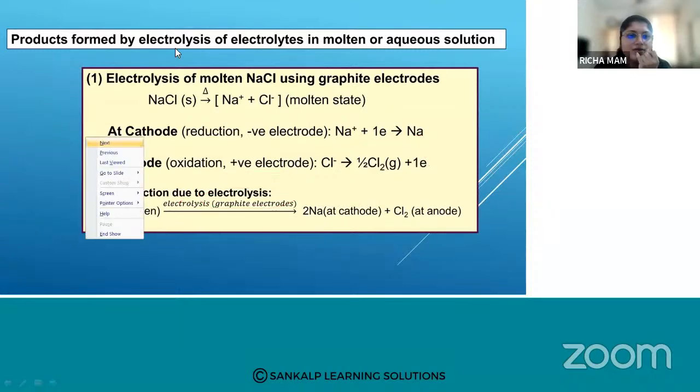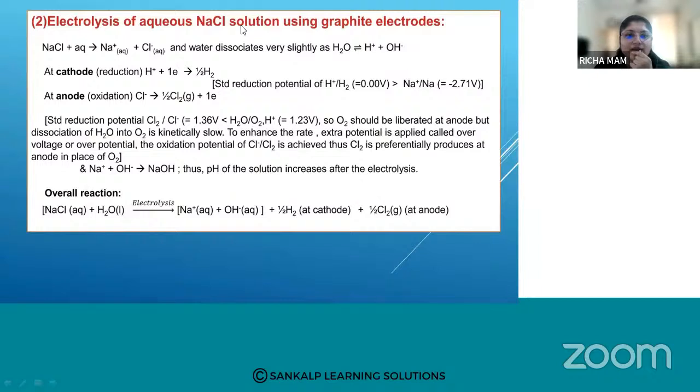Next is the electrolysis of aqueous NaCl solution. That was molten. Here we are taking NaCl in aqueous form. Aqueous means in water. So we are going to take NaCl in water and you get aqueous NaCl solution, using graphite electrodes.